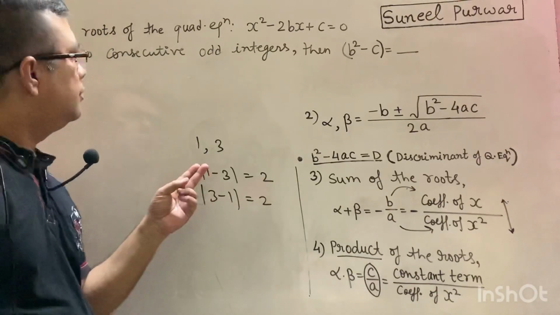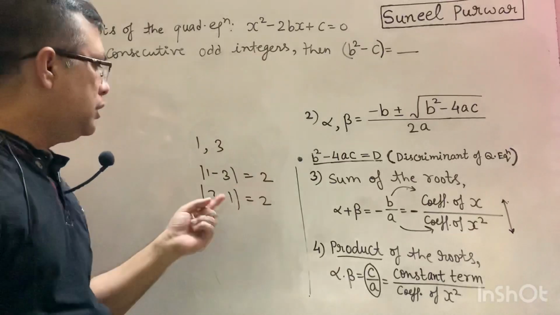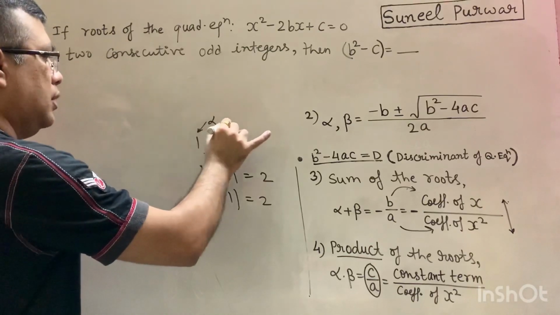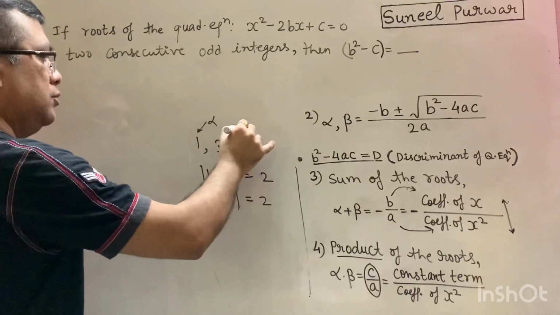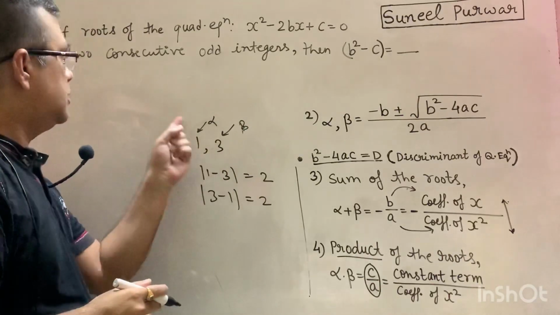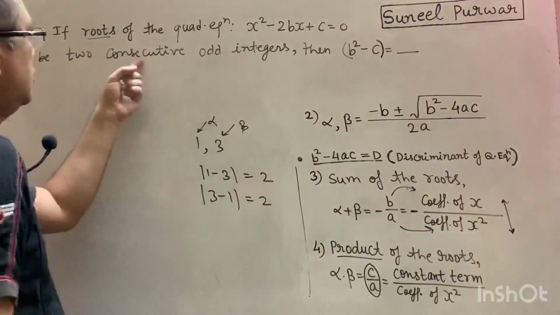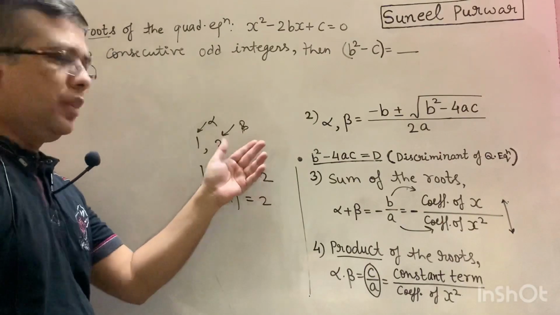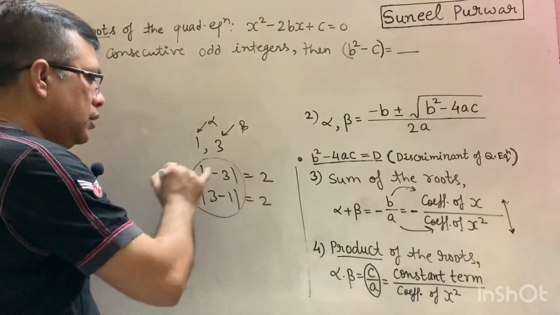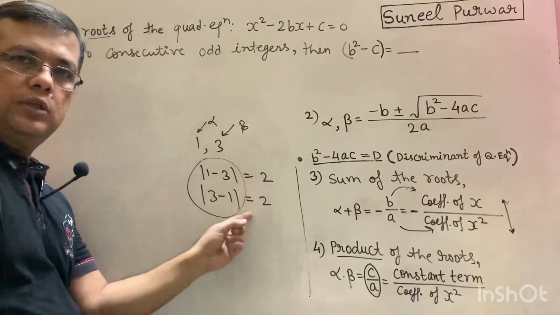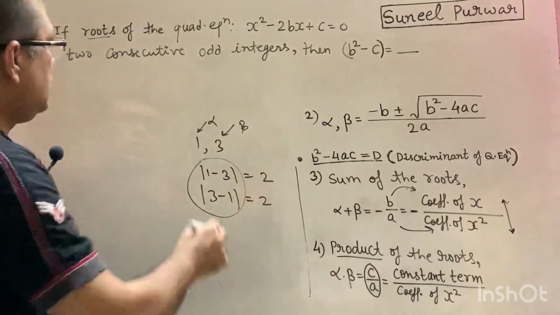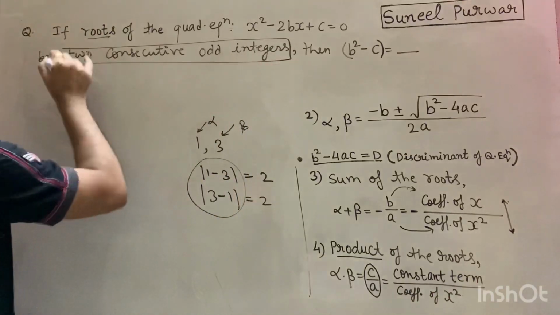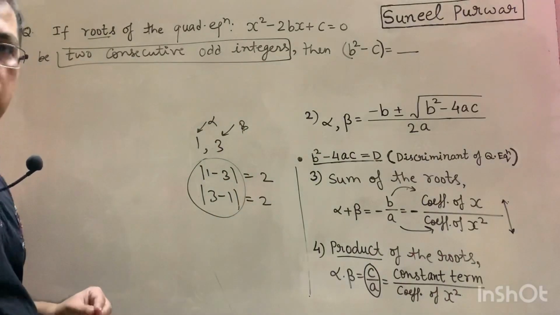Similarly, you think of any two consecutive odd integers. You will see the mod value of their difference is 2. So if one of them is alpha, another root is beta. Two consecutive odd integers, they are the roots, say 1, 3, for the purpose of understanding. Call them alpha, beta. So what you notice? Mod of alpha minus beta is equal to 2. So this is the purpose of this information. When you say two consecutive odd integers are the roots, it means the mod of the difference value is 2.